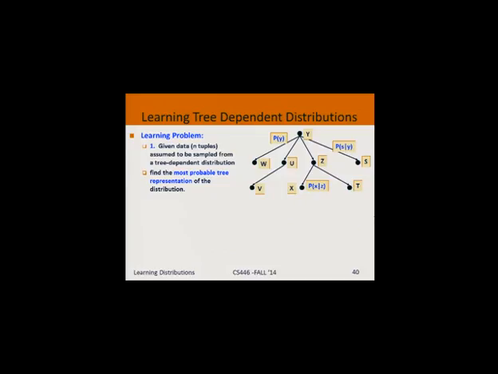We actually have 2 options. Here is one problem we can formulate. Given data, assumed to be sampled from a tree-dependent distribution, find the most probable tree representation of the distribution, right? That's kind of what we had in mind in the last few minutes when we talked about it. Someone told us the data was generated from the tree, find the most likely tree.